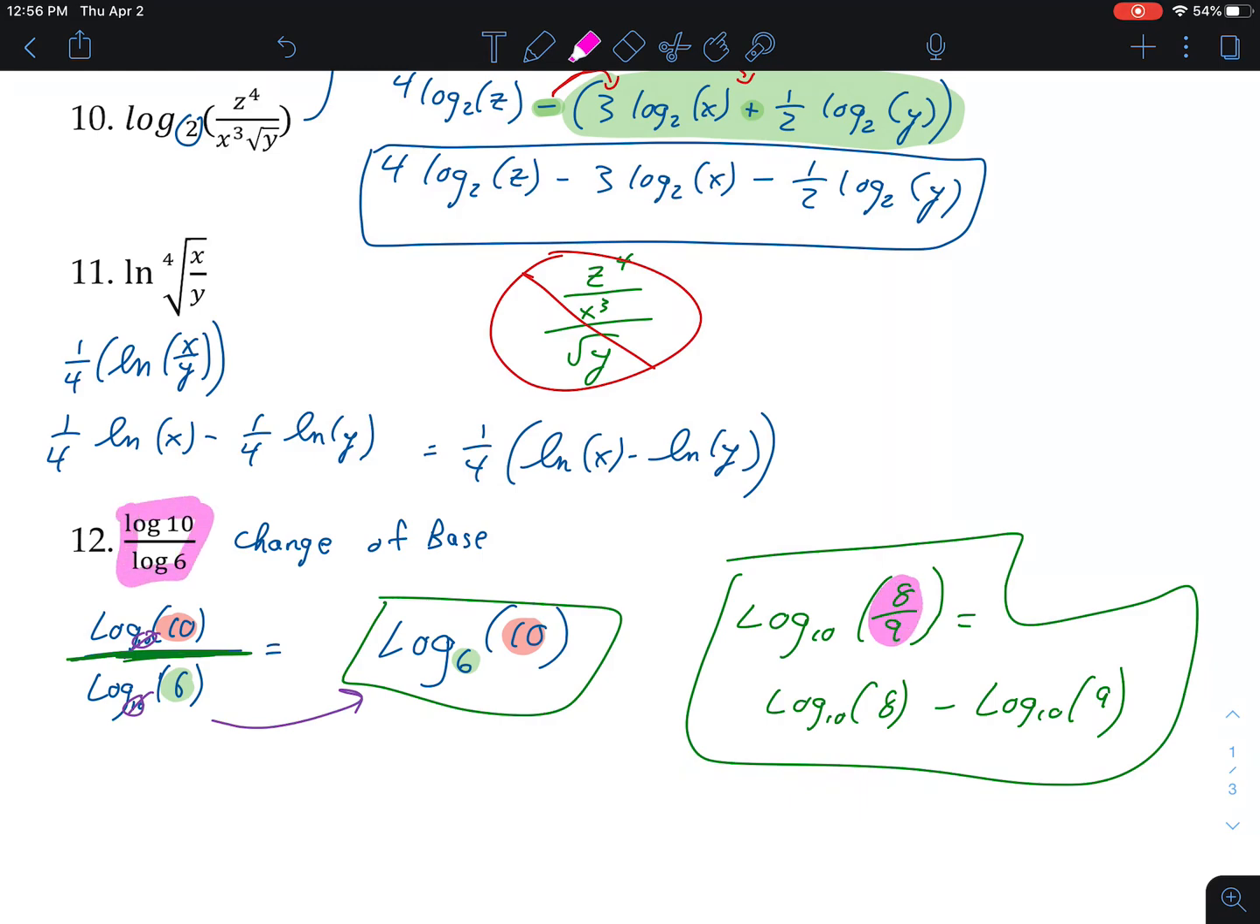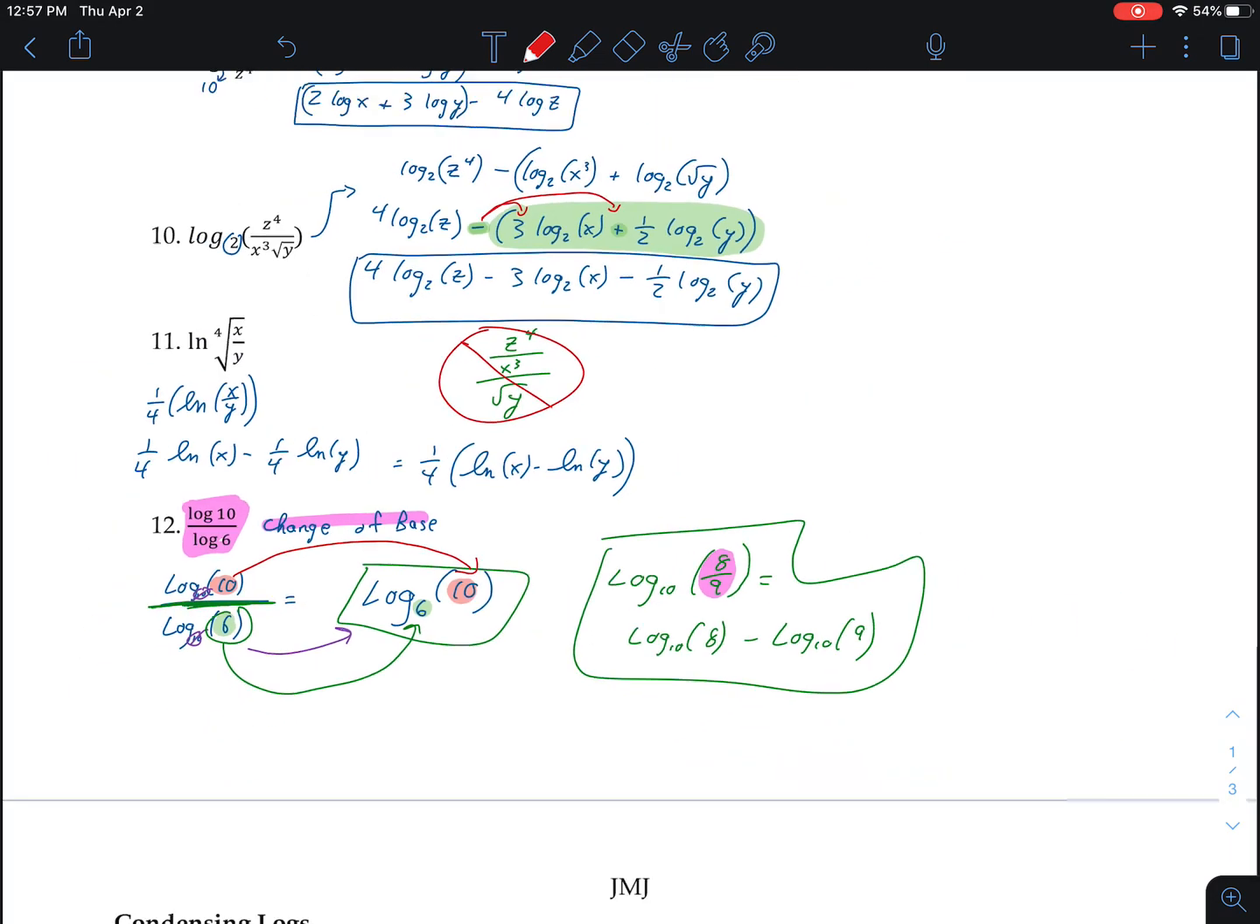When the whole thing is being divided, that's when we do change of base. As we see here, this number on the bottom is the new base, and this number on top is the new inside. I think that's where the most mistakes occurred. Be careful on that on the quiz. I know we're going to have one of those, and I foresee that being the most difficult problem, the one that trips the most people up. So just be careful on that. Okay.